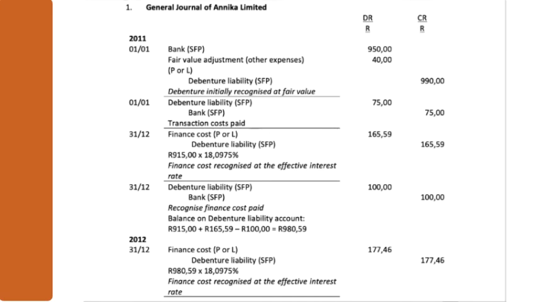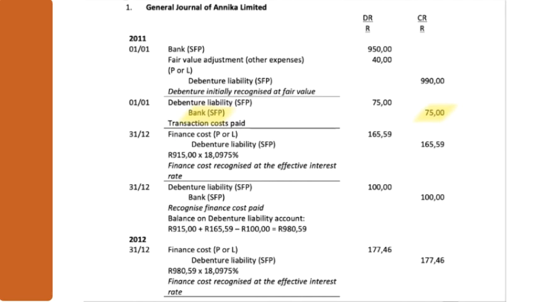This is video 5 on example 11 dealing with a financial liability, debentures at amortized cost. We have had a look at the initial recognition of the debenture at fair value. Now we need to look at the next transaction that also happens on day 1, on initial recognition, on 1 January 2011. And that is our transaction costs.